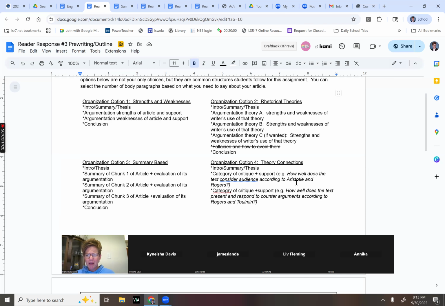Okay. And the next one, theory connections. This one starts like the option 1 and 2: intro, summary, thesis, category of critique plus support. So for example, how well does the text consider audience according to Aristotle and Rogers? Category of critique plus support, how well does the text present and respond to counter arguments? I don't see a lot of organization option 4. I see more of these other 3, but you are certainly welcome to choose whichever one you want.